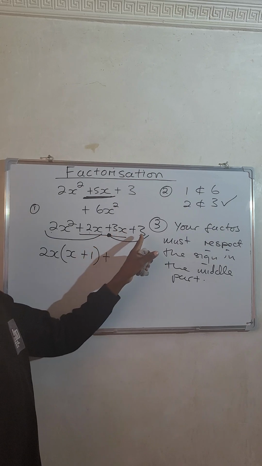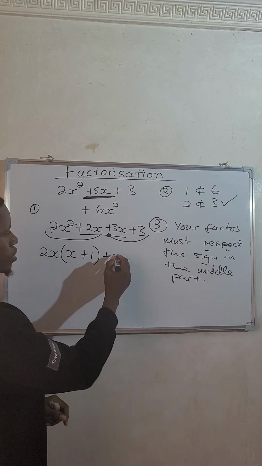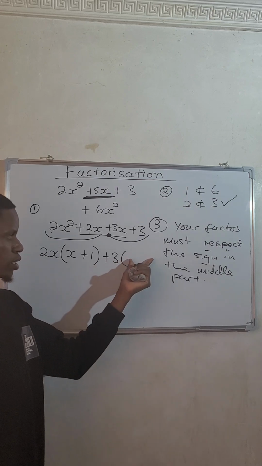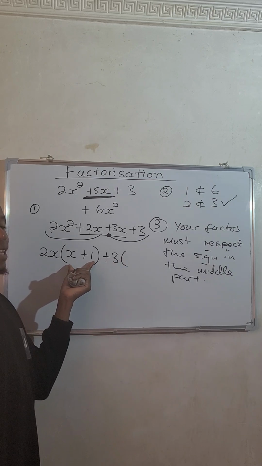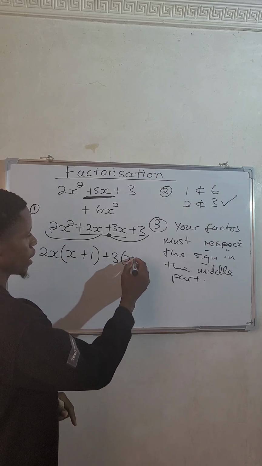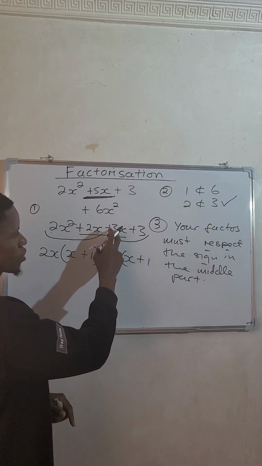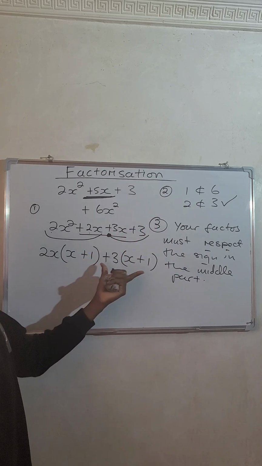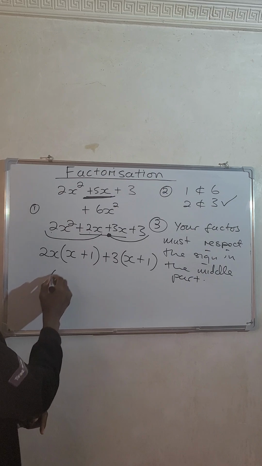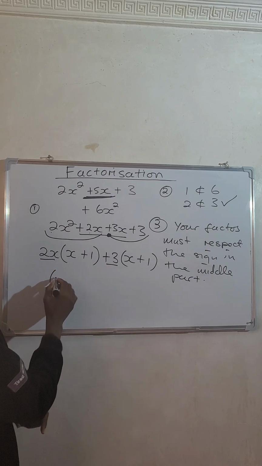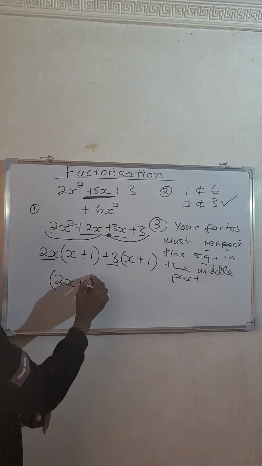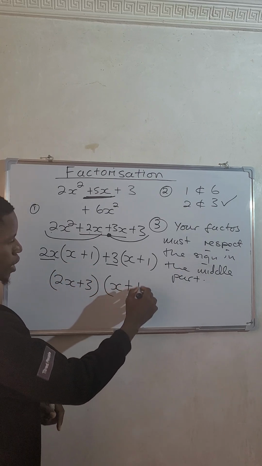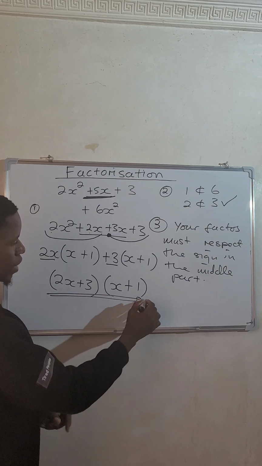Then here we have 3x and 3. The only common thing here is 3, so you factor out 3. And remember, make sure this bracket is similar to this bracket. So you have x plus 1, because if you factor out 3 here, you get x, plus here you get 1. Once you have this, you will now have to write your final answer. You take this and this, so 2x plus 3. Then you take one of the brackets, as you can see they are similar, and write x plus 1. These are your final factors.